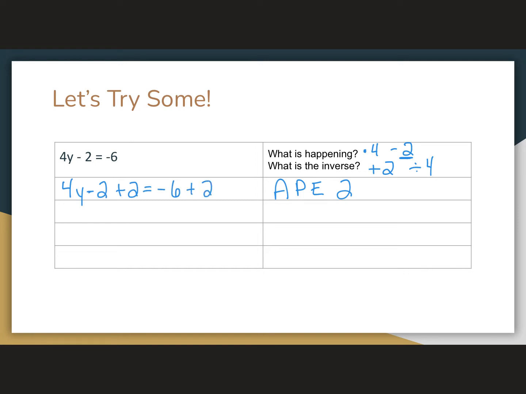On my next line, I'm going to highlight what I'm going to combine. I'm going to combine the minus 2 plus 2. We know those are going to cancel. But I'm also going to combine the negative 6 and the positive 2. So my next line is going to read 4y equals, because remember the negative 2 plus 2 goes away, negative 6 plus 2 gives me negative 4. And that was my combining like terms.